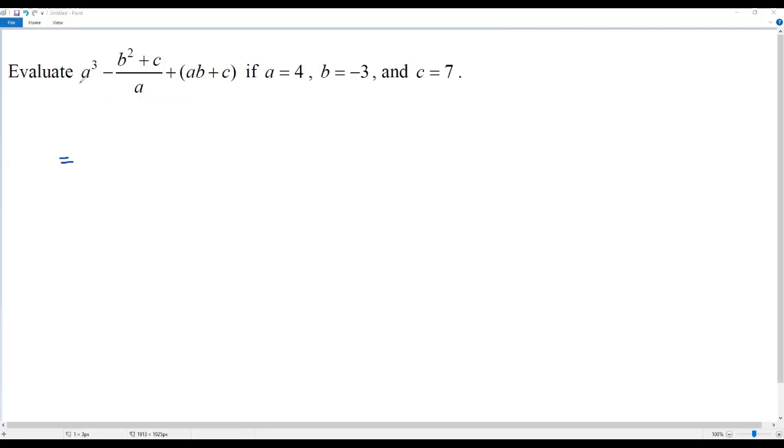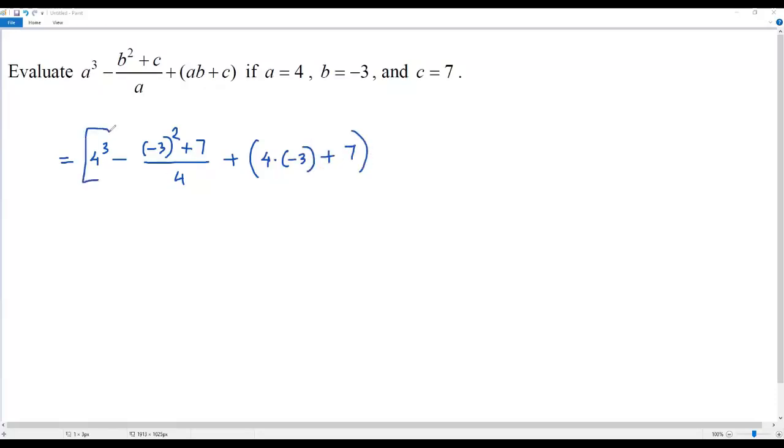So when I plug in A is equal to 4, then I'll be getting 4 to the third power negative, and for B we have negative 3 the whole square positive, C is 7 and the value of A is 4 and positive AB positive C, that is we have to multiply A and B. So A is 4 and B is negative 3, positive C is 7.